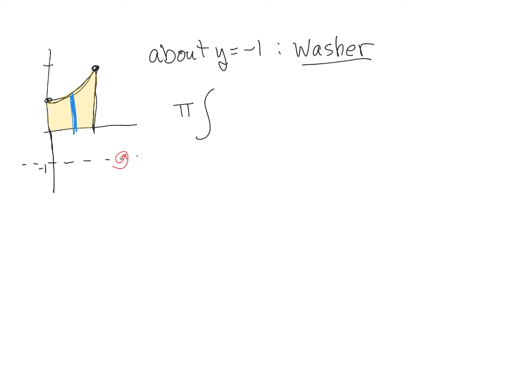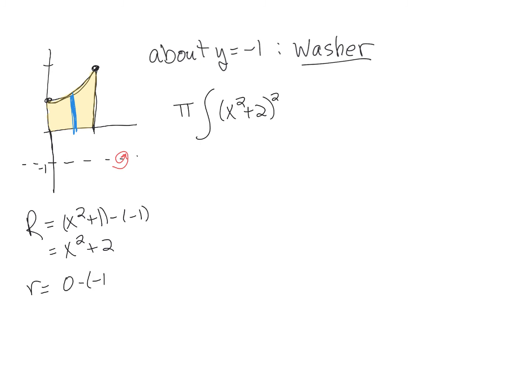So I'm going to have pi and the outside radius squared. Well, this is the curve, and this is an extra 1. It's the curve minus the axis. So the curve is the function minus a -1 gives me +1. I end up with x squared plus 2. And that's the radius. It gets squared in this method. Don't forget your dx on there.